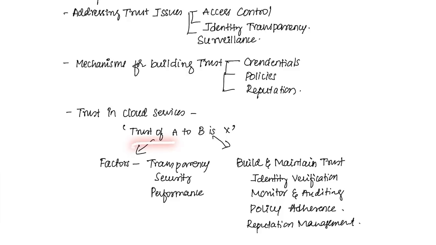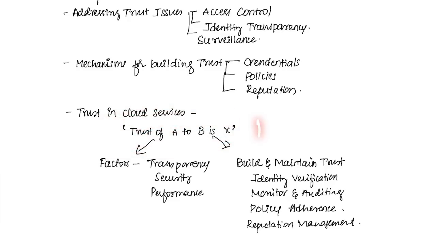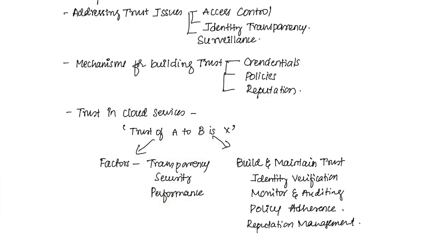So a trust of A to B for a service X is based on A's belief that B will reliably perform X operation within a given context. So trust in cloud computing will completely depend on the transparency, security, and performance aspect. So these three are the driving factors for trust. So building trust and maintaining the trust.